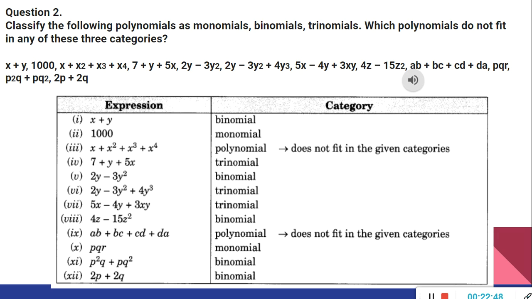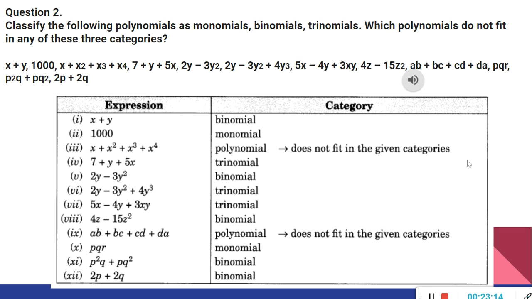5x minus 4y plus 3xy. That's also trinomial. 3 terms are there. 4z minus 15z square. 2 terms, so binomial. AB plus BC plus CD plus DA. 4 terms are there, means more than 3 terms. So that is a polynomial that does not fit in these categories.